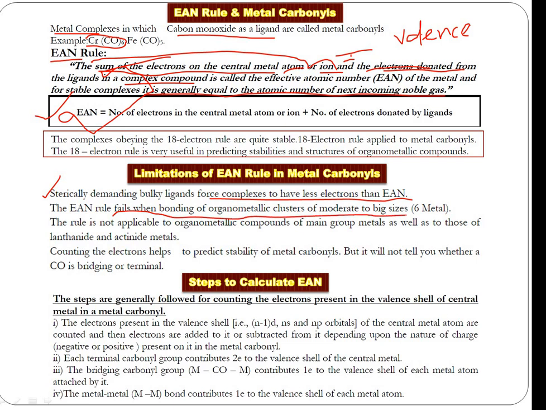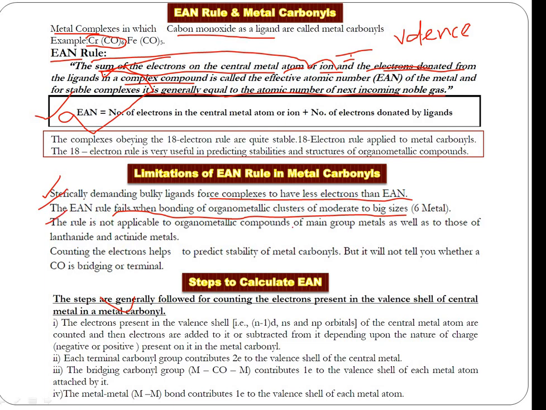Limitation number 2. The effective atomic number rule fails when the bonding is in organometallic clusters of moderate to big size. So these organometallic complexes, these clusters, sometimes have hundreds or even a thousand atoms. So when the cluster is larger, you can't apply this rule. Likewise, point number 3.